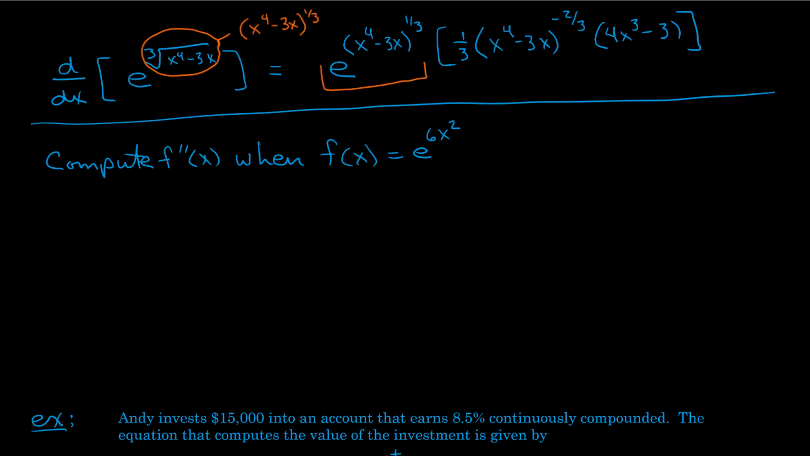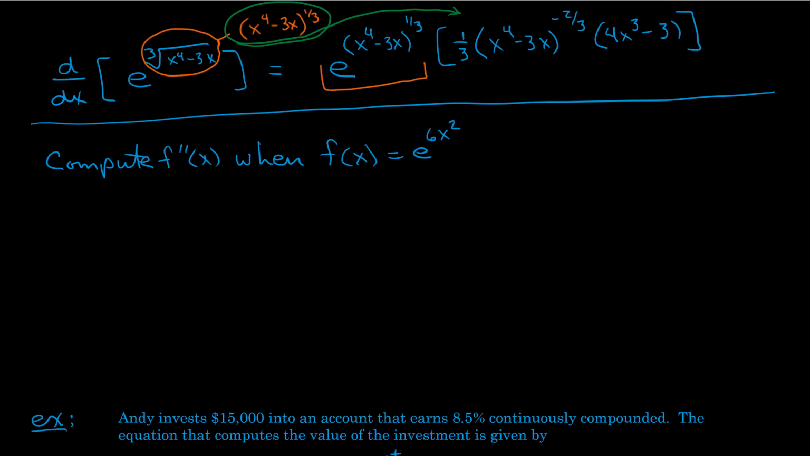There it is: e raised to the x to the fourth minus 3x to the 1/3 power. Got it. The next part is to take the derivative of this cube root stuff. In other words, we have to take the derivative of this. Well, that's going to be a chain rule in itself. Is it okay to use the chain rule inside of the chain rule?